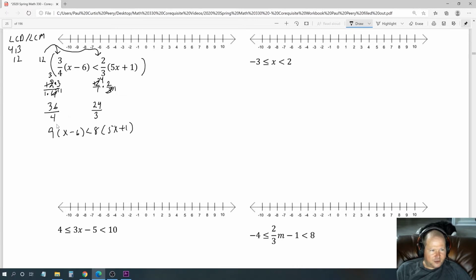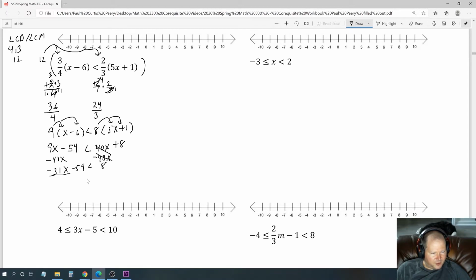Okay, so next, after getting rid of your fractions, now it's time to get rid of the parentheses by distributing. So we say 9 times x is 9x, 9 times negative 6 is negative 54. Then we say less than, 8 times 5x is 40x, 8 times 1 is 8. Now we want to get all the variables on one side, all the constants on the other. Minus 40x, minus 40x, cancel, cancel. We'd say 9x minus 40x is negative 31x, minus 54 is less than. We bring down the 8.